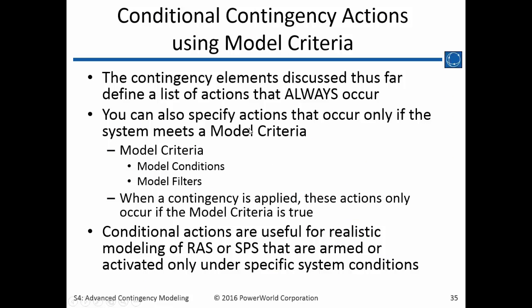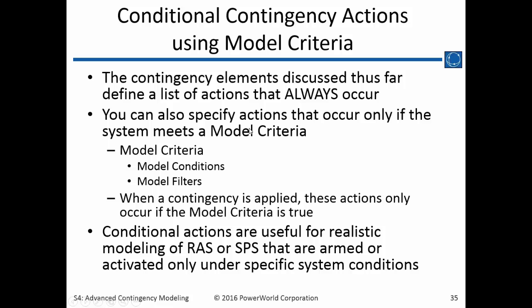Okay, and so next we'll move into looking at building remedial action schemes. Everything we've looked at in contingency analysis thus far is stuff that always occurs. Basically, every time you run the contingency analysis, all the actions, things that we've auto-inserted, for example, or even if you manually build a contingency and you don't add any criteria to it, every time you run that contingency, it will take all the actions that are part of the contingency.